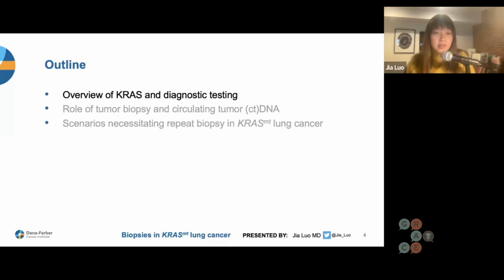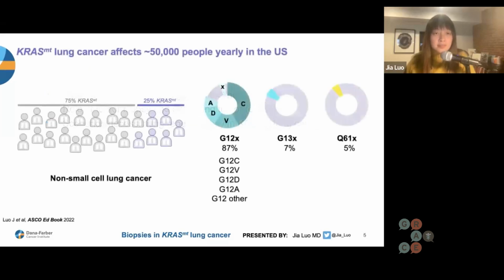First, I'm going to talk about KRAS and KRAS lung cancers and diagnostic testing. Among all individuals who have lung cancer, about a quarter have what's known as KRAS mutant non-small cell lung cancer. Lung cancer itself is divided into non-small cell and small cell lung cancer, and KRAS is a form of non-small cell lung cancer.